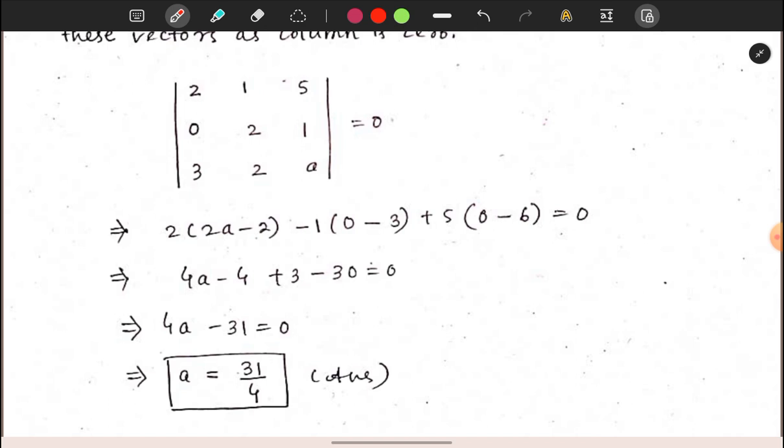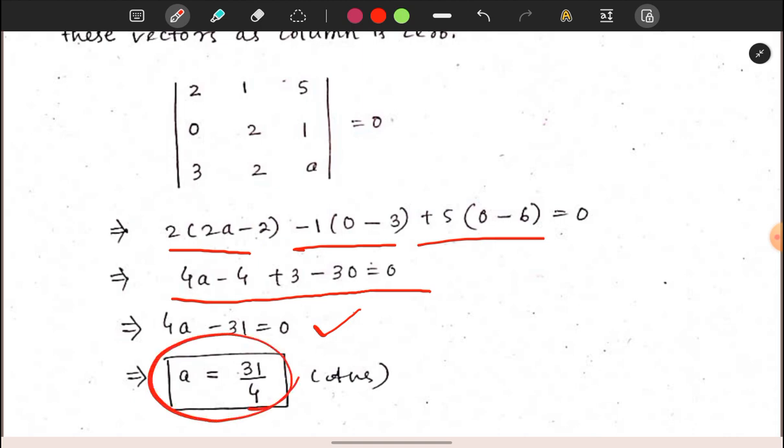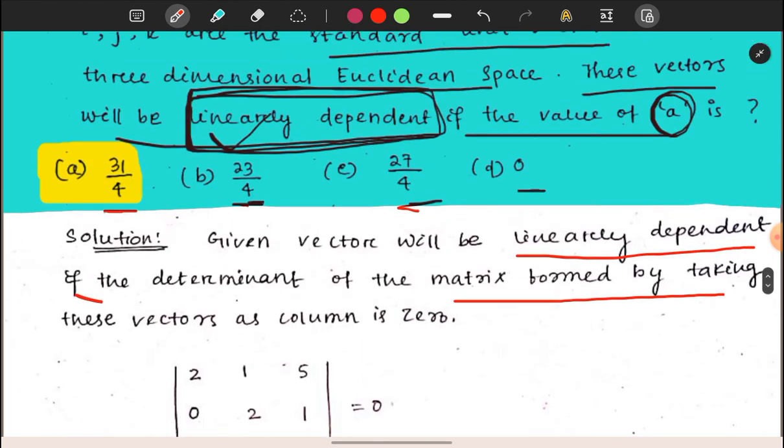Okay, so it will be now 2 into (2a minus 2) minus 1 into (0 minus 3) plus 5 into (0 minus 6). We will get 4a minus 4 plus 3 minus 30 equals 0, that is 4a minus 31 equals 0, and a equals how much? 31 by 4, that is in option A.